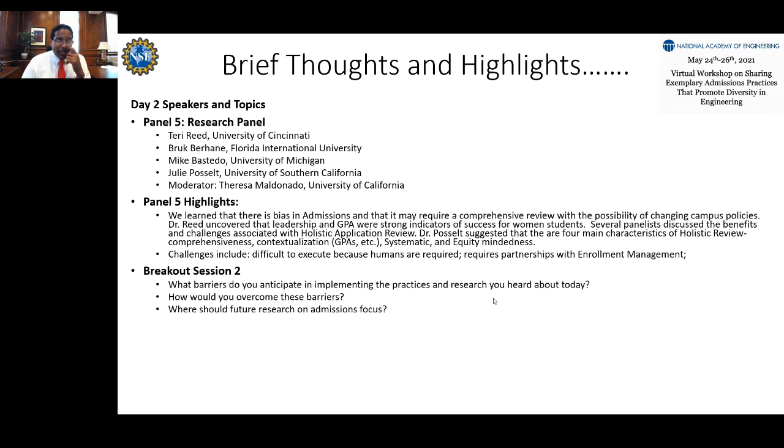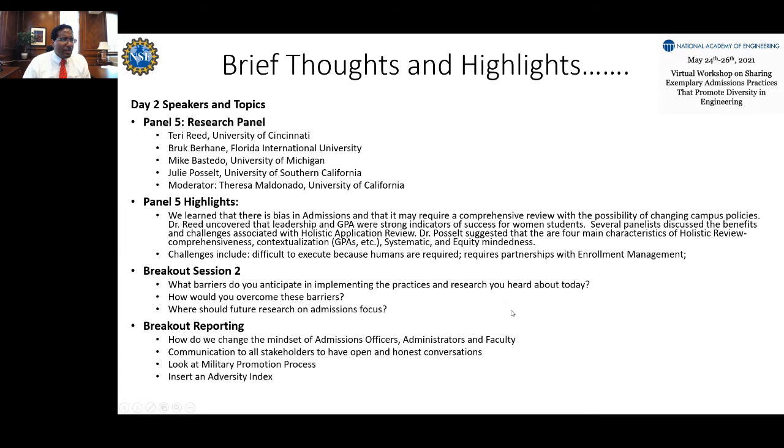And then we went into our second breakout session, which was with the following questions. What barriers do you anticipate in implementing the practices and research you heard today, how would you overcome these barriers, and where should future research on admissions focus? So some of the reporting out is that how do we change the mindset of admissions officers, administrators, and faculty? How do we communicate to all stakeholder groups to have open and honest conversations about the admissions policies and procedures?